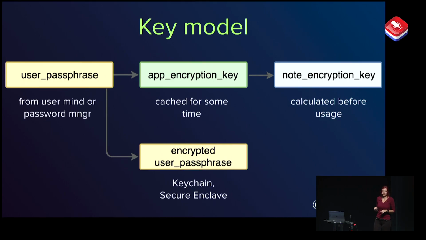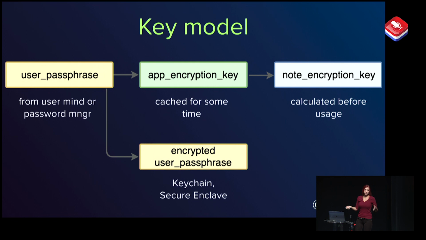And this thing in the middle is the application encryption key. This is a temporary key. It's derived from the user passphrase, and it's unique per user, per application. We can cache it inside the app temporarily, and then we derive the node encryption key from the application password key.